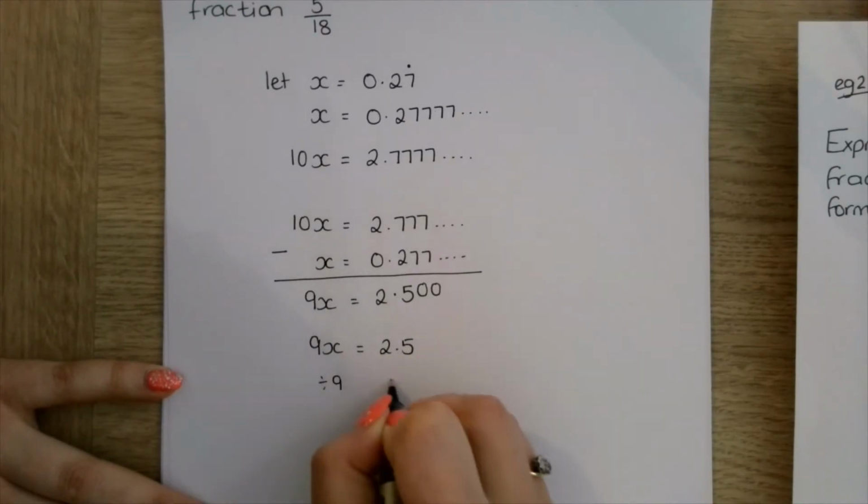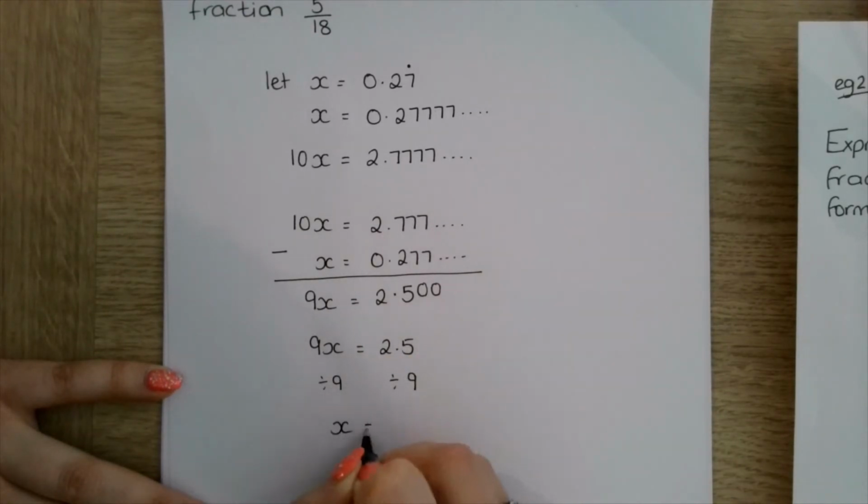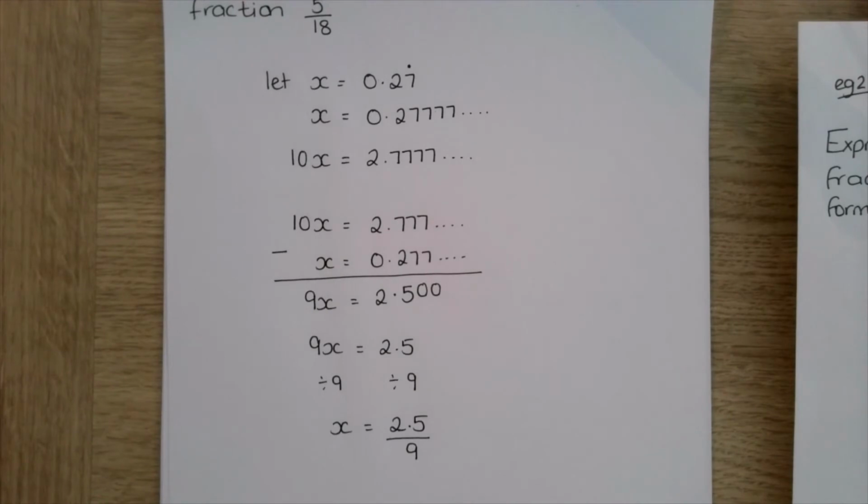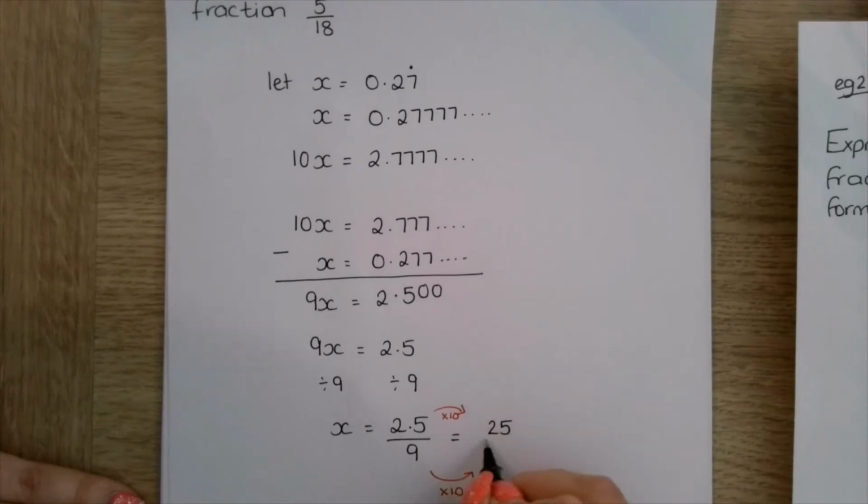Divide both sides by 9. I get x is equal to 2.5 over 9. Now this is a problem because I have got a decimal within a fraction and I don't want that. To get rid of the decimal in the fraction, I need to times that by 10. So because I'm going to multiply my numerator by 10, I must multiply my denominator by 10, and that gets me 25 over 90.